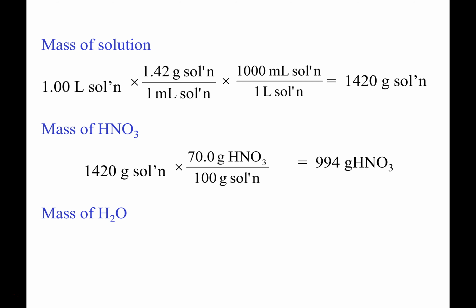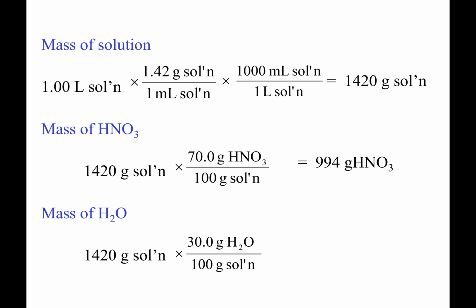Look at the solution. It's only got 2 things in it. You can just take off the mass of HNO3. Your 1420 just has HNO3 and water. So you have to take your 1420 and subtract it. So here we go, mass of H2O.